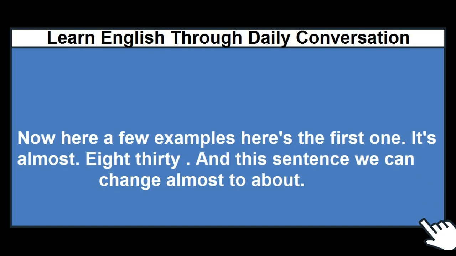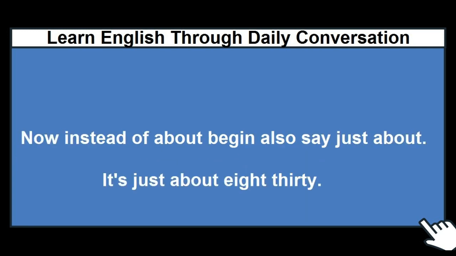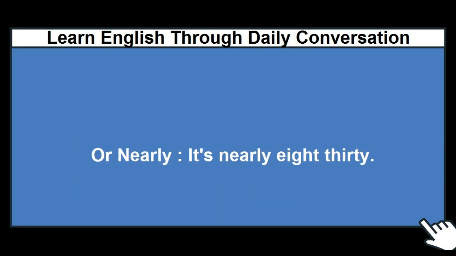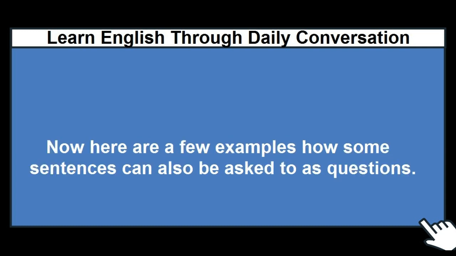Now here are a few examples. Here is the first one. It's almost 8:30. In this sentence, we can change almost to about. It's about 8:30. Now instead of about, we can also say just about. It's just about 8:30. Or around. It's around 8:30. Or close to. It's close to 8:30. Or nearly. It's nearly 8:30.